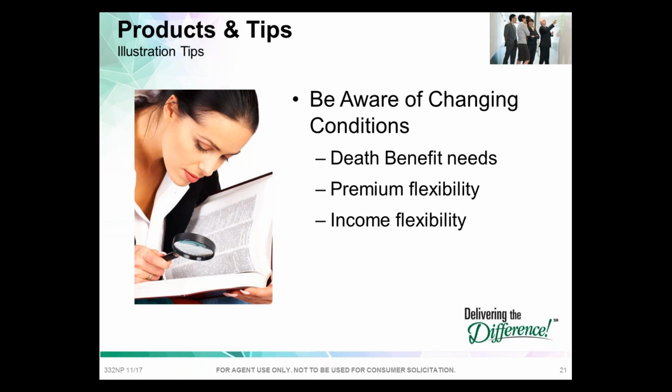And income flexibility. Be aware that you might think that they want to retire at 65, but it could be 60 or 62 or 70 or 75. And help them be aware of how this policy could perform if they take out income later or earlier.